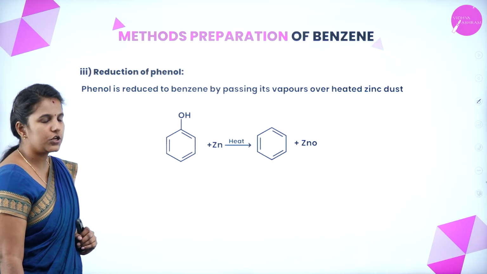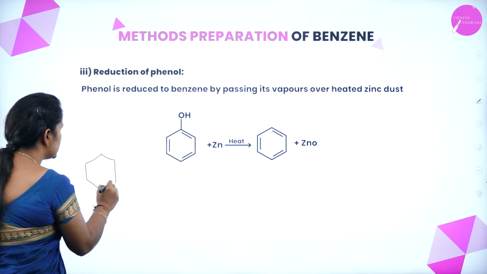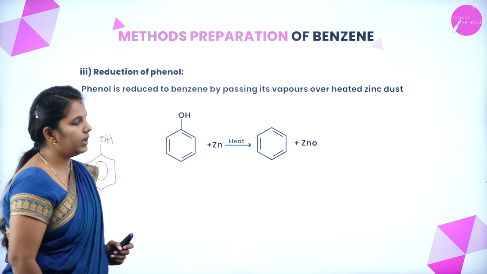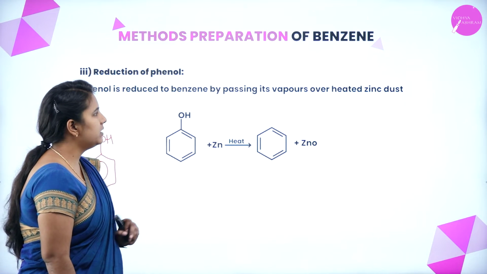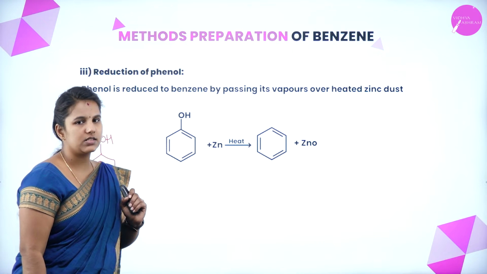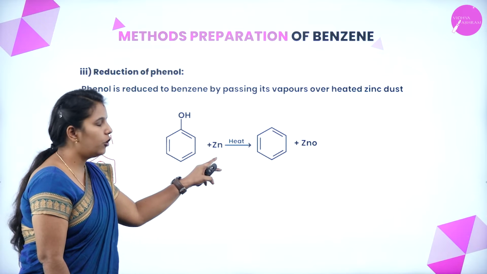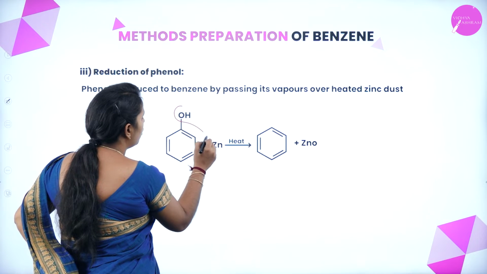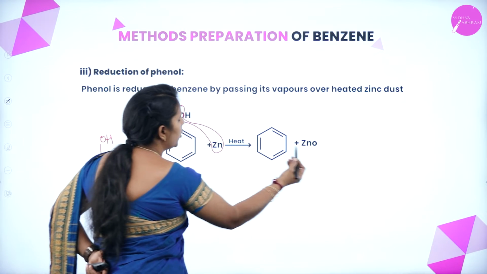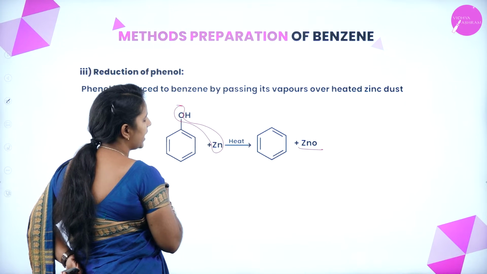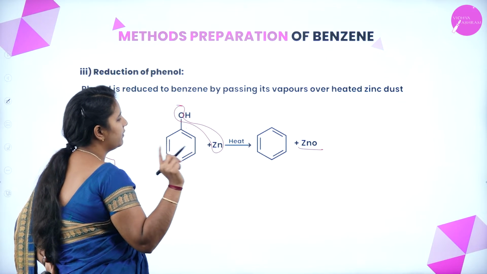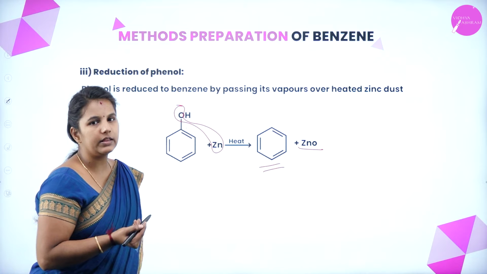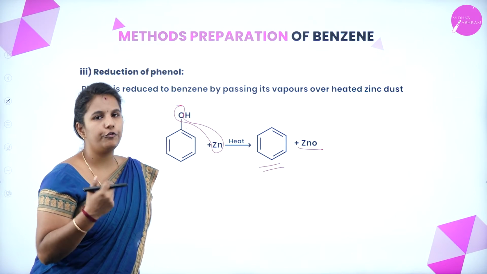And next thing is from the phenol. So how to recall the structure of phenol? Always write a benzene ring and write OH. The phenol is reduced to benzene by passing the vapors over heated zinc dust. So first I'll take the phenol, which is allowed to react with zinc dust. What will happen? The O will combine with the Zn and form zinc oxide, whereas the H remains as such, and we know that each carbon atom has one hydrogen, and it forms a benzene ring. So this is another way of preparing benzene by using phenol.